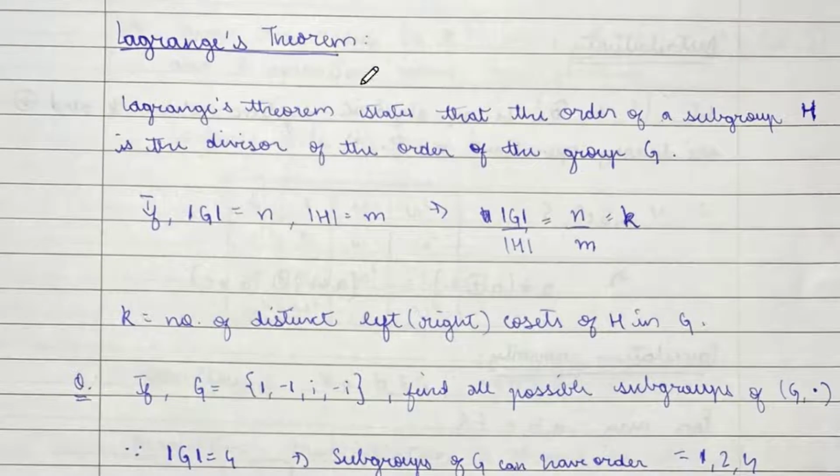So Lagrange's theorem. This theorem states that the order of a subgroup H is a divisor of the order of group G. So if we denote the order of G as n, and the order of H is equal to m, then n upon m will always give us some integer k, a whole number value. And k is also the number of distinct left or right cosets of H in G.